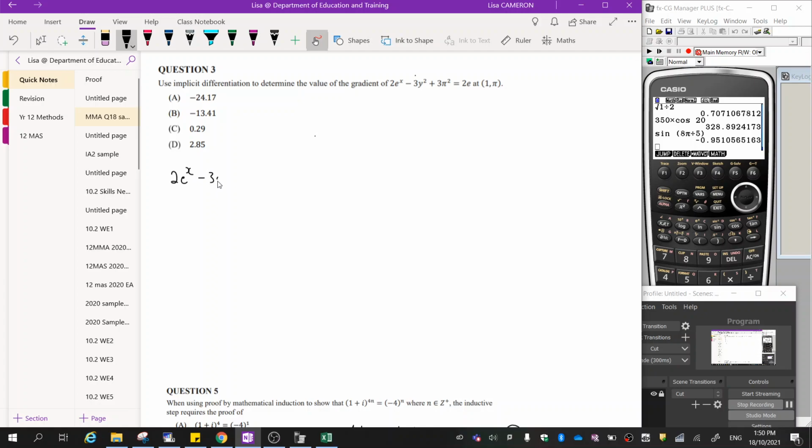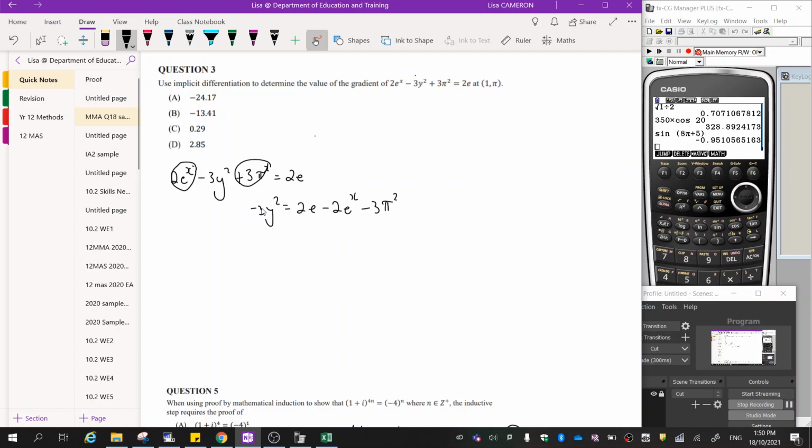2ex minus 3y squared plus 3 pi squared is equal to 2e. So in order to get this in terms of y equals, the first terms I'm going to move across will be this one and this one. When I take them to the other side, they'll change symbols, so they'll become minus. So minus 2ex minus 3 pi squared.